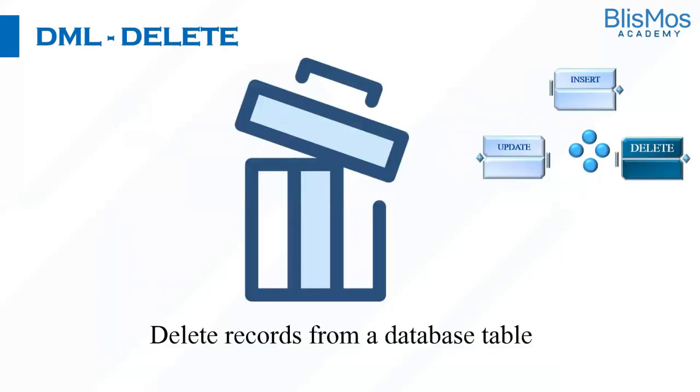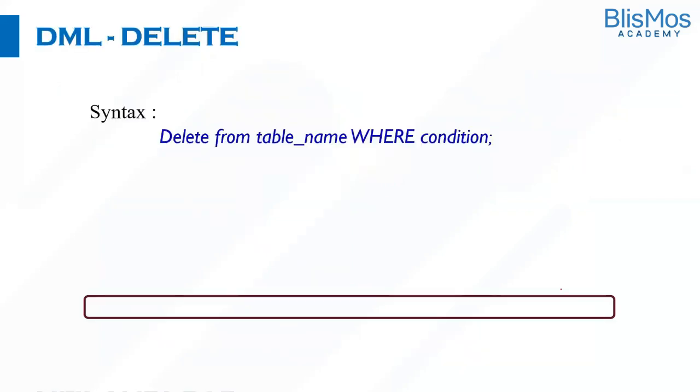There are situations where you may not want to keep a specific record. That is when you can use the delete command, which is a part of DML. What does delete do? Very simple. Delete deletes records from a table in a database. Take an example. What is the syntax for this? Delete from the name of the table and provide the condition.